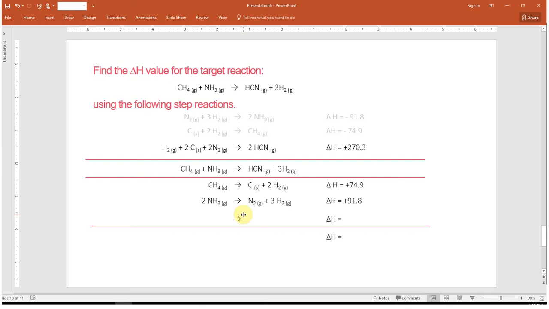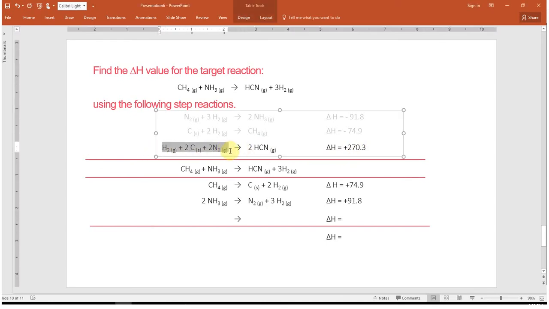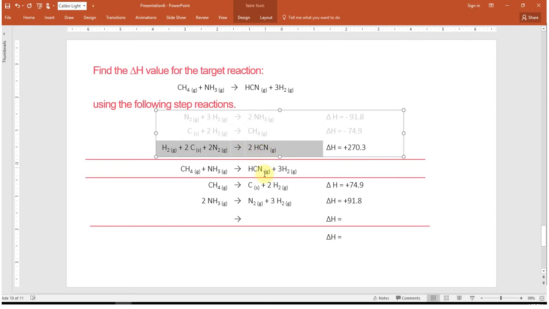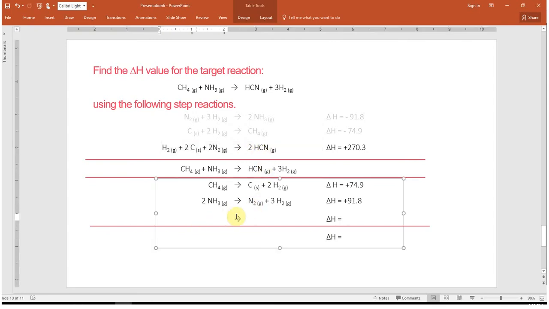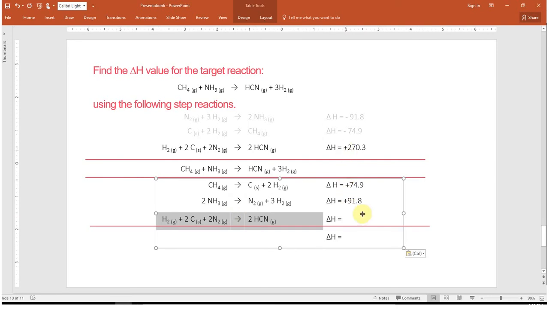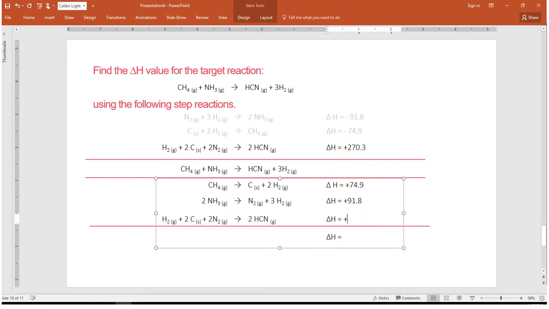What I'm going to have to do is use this reaction to get my HCN right here, okay? Now, it is on the right side, so I'm going to leave this reaction just as it is for now. Because I left the reaction alone, I'm going to leave my delta H alone, and I have 270.3.